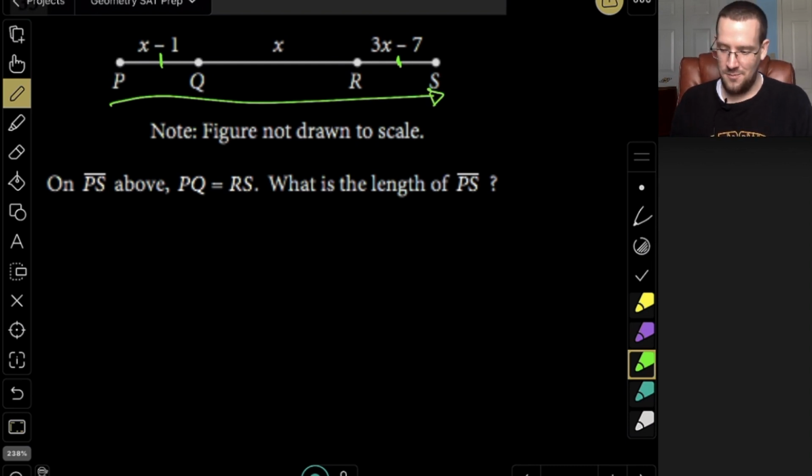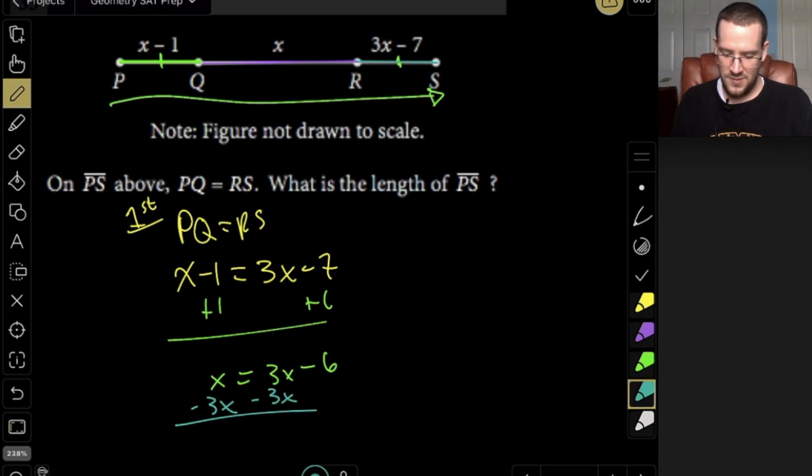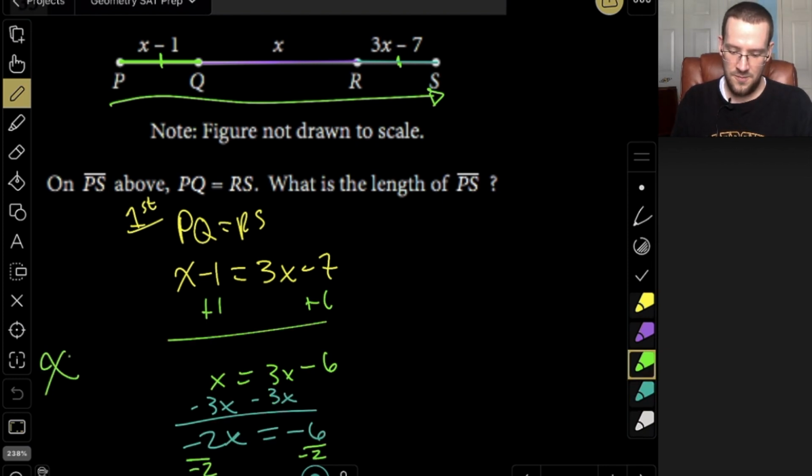Oh man, simple. So what I did was I color coded these so you can kind of follow along and see what's happening here. We want the measure of PS. First, I'm going to solve for X. We have PQ is equal to RS. So this is what I'm going to do first, is solve for X. And we find that X is equal to the number 3.